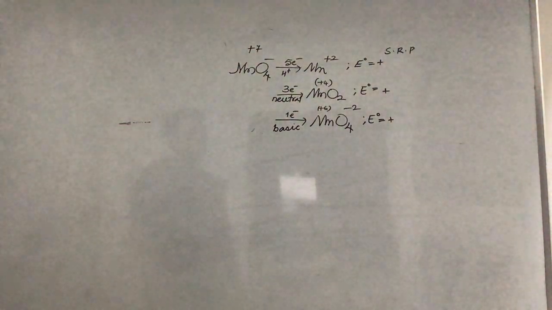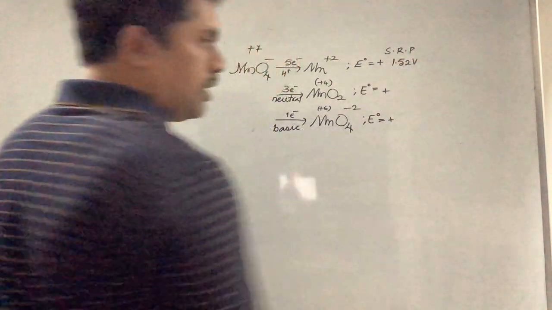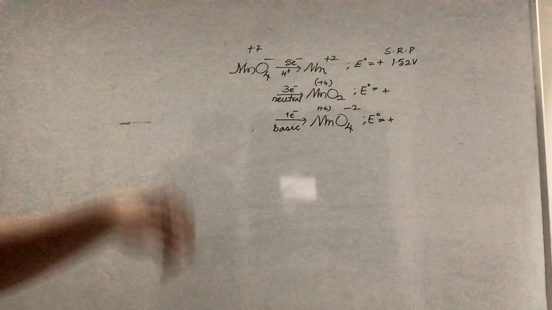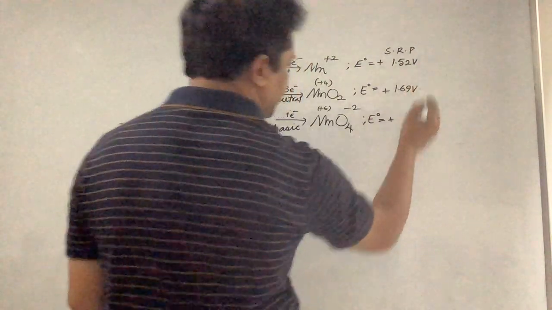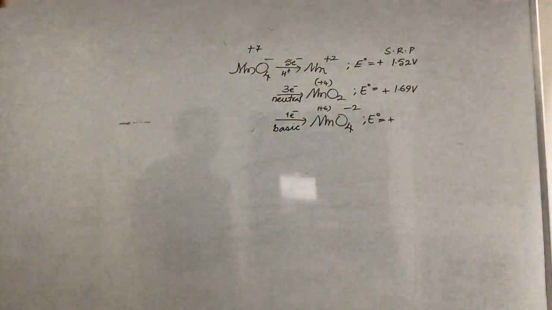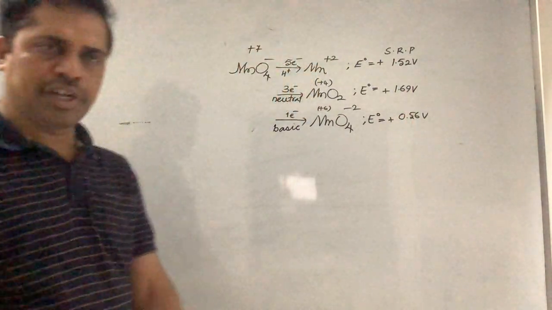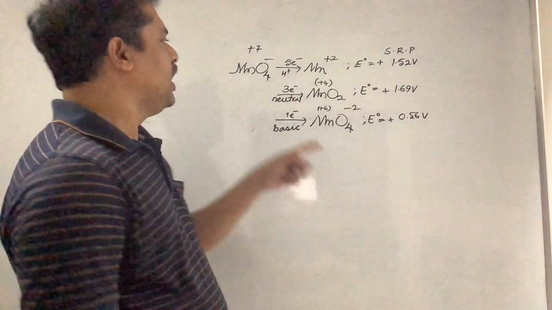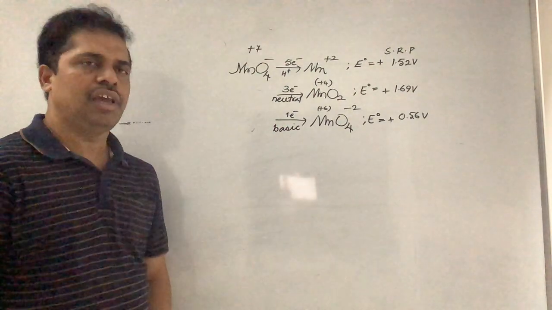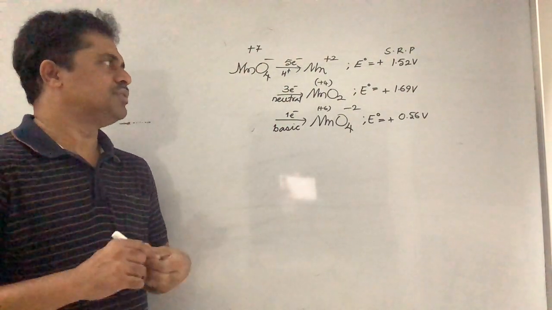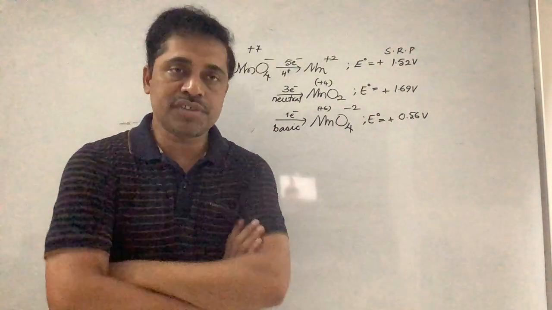SRP values, you can say standard reduction potential values. When it changes to Mn plus 2, it is 1.52. And when it changes to MnO2, here it is highest, 1.69 volts. And when it changes to MnO4 minus 2, this is the lowest of all these, 0.56. There is no need to remember, don't learn by heart. Just you see, when MnO4 minus changes to MnO2, it is going to be 1.69. You can see all are having greater values. So plus 1.52, plus 1.69, plus 0.56, all are having positive SRP values.